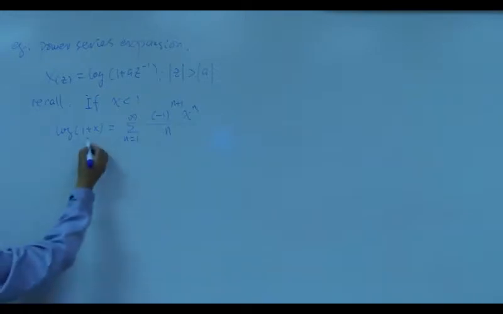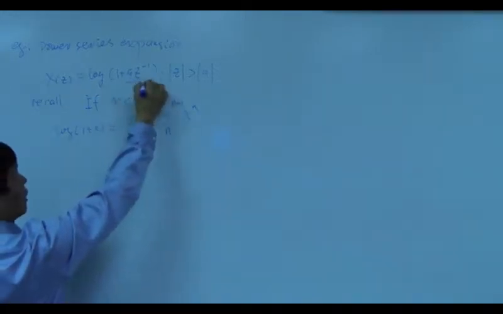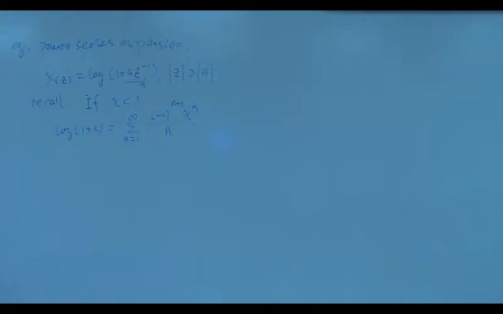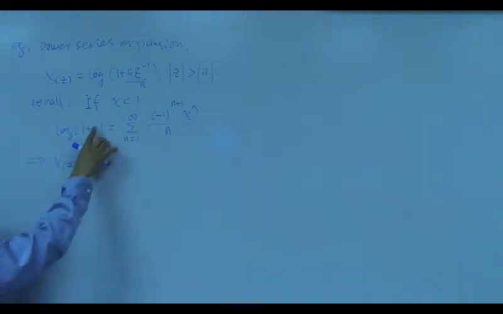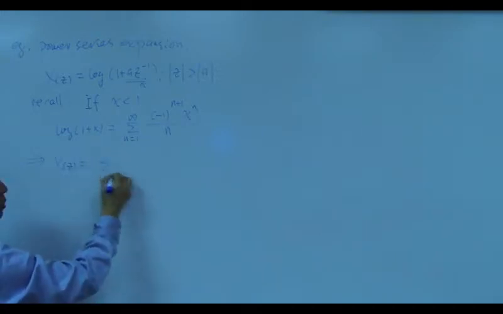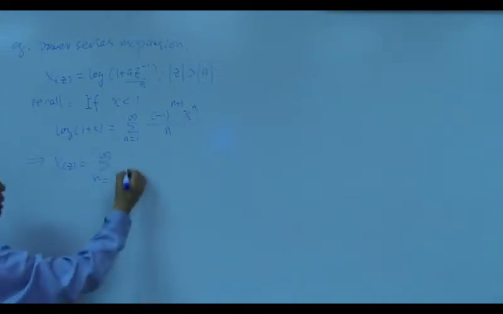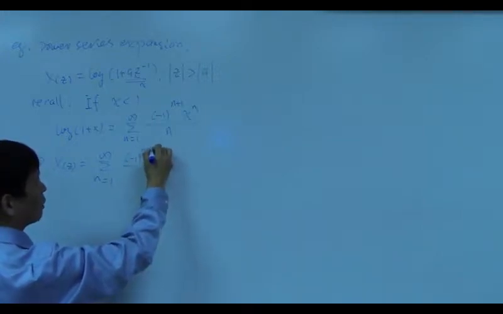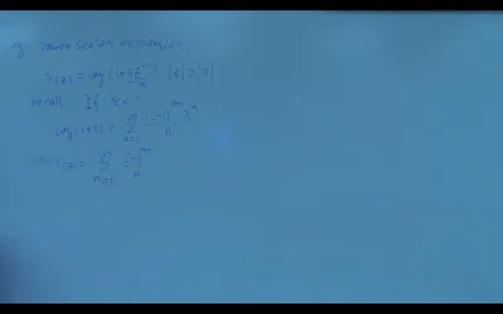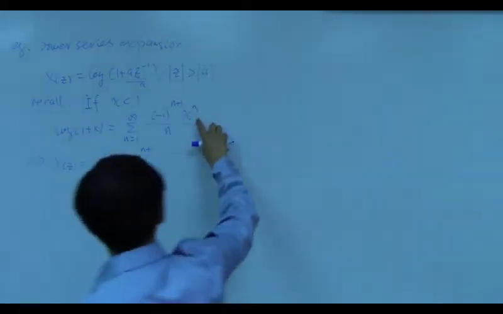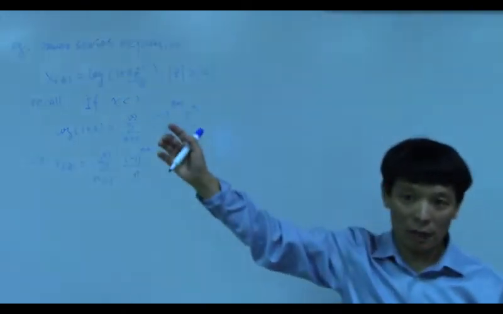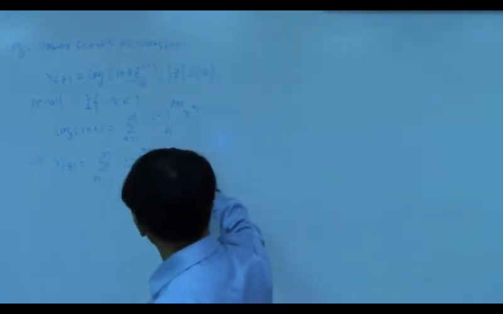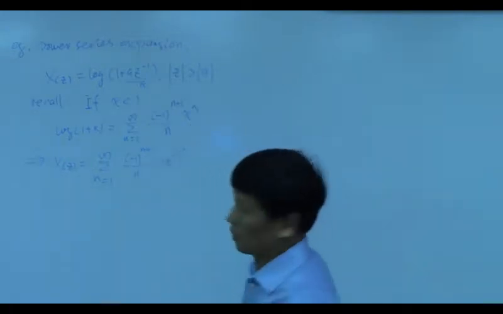Look at here. 1 plus x, okay, we can assume this one is x. Then we just get X(z) equals log(1 plus x). So that will be equal to the sum from n equals 1 to infinity of negative 1 to the n plus 1, over n. Here we just copy all this constant, and this x will be replaced by a z to the negative 1. So that one will be a z to the negative 1, this is x, then to the n.